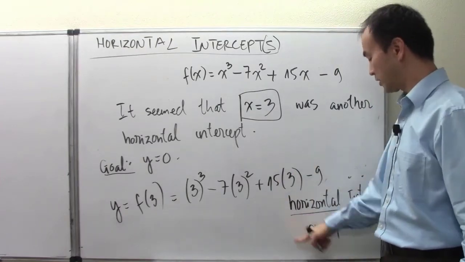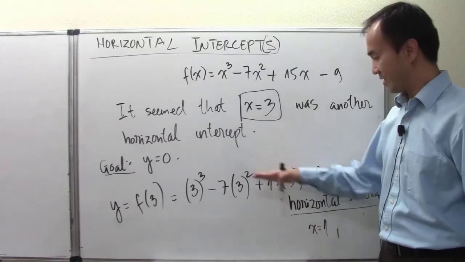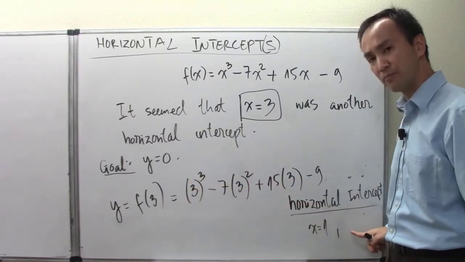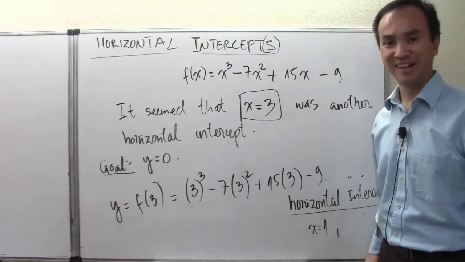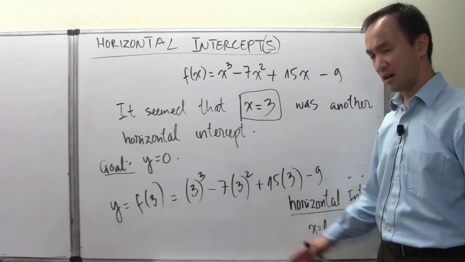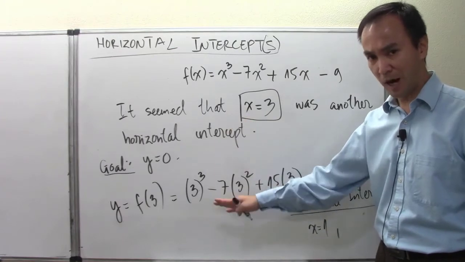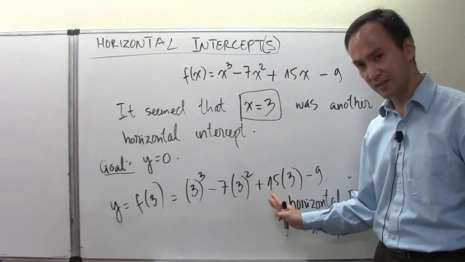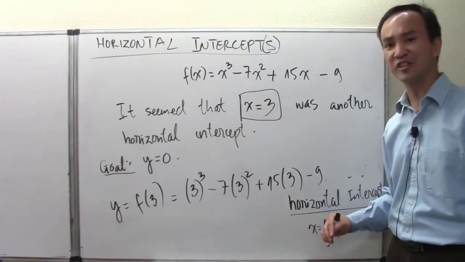And I'm still holding on to this list right here. If this calculation turns out another 0, then I can go ahead and put x equals 3 into my list of the horizontal intercepts. But once again, I want you to pause the video and verify on your own with the calculation here, because anyone viewing this lesson should be mature enough in their calculation skill.